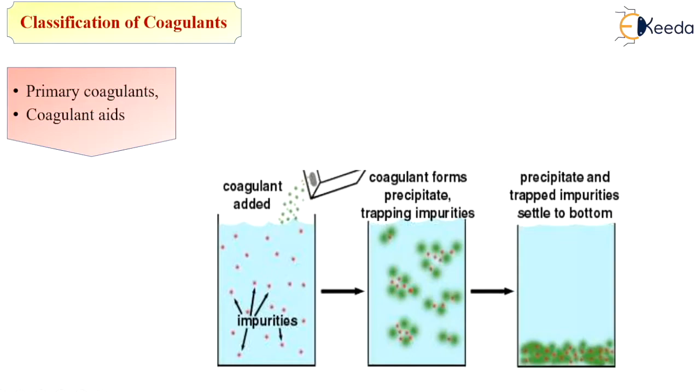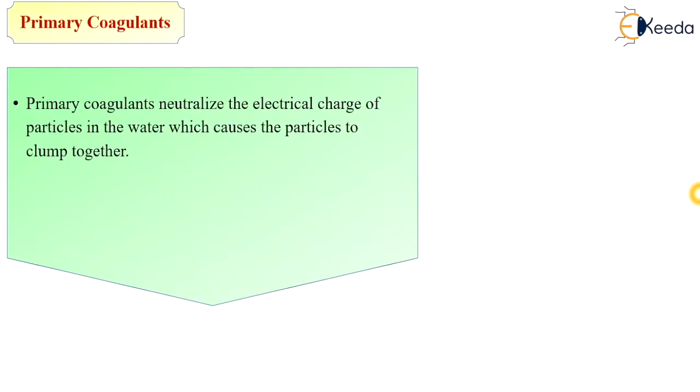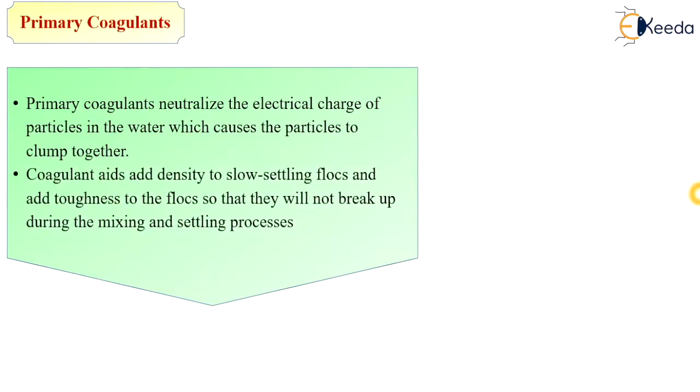For the addition of these chemicals, we are using different types of coagulants. So let's see. What are the primary coagulants? Primary coagulants neutralize the electrical charge of particles in the water, which causes the particles to clump together, that is, the formation of flock. Coagulant aids add density to slow-settling flock and add toughness to the flock so that it will not break up during the mixing and settling process.